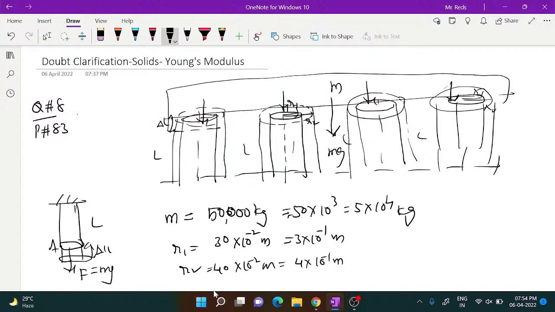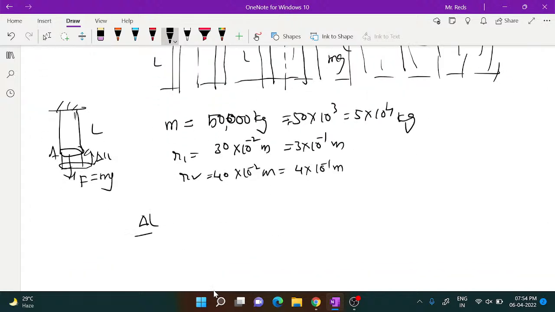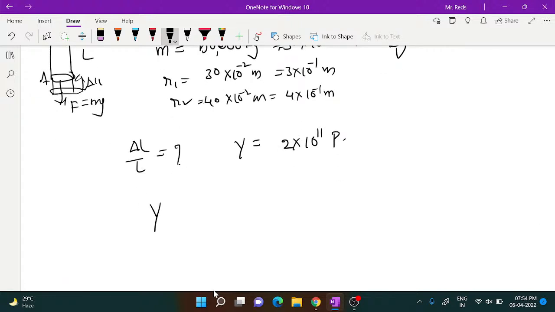Assuming the load distribution to be uniform, calculate the compressional strain of each column. Compressional strain delta L by L of each column is what? The Young's modulus of the steel is Y equal to 2 into 10 to the power 11 Pascal. Got it? We know that Young's modulus in general is equal to stress by strain, linear stress by linear strain, or longitudinal stress by longitudinal strain. That is force by area by linear strain, delta L by L. You are directly asked to find what is delta L by L for each column.